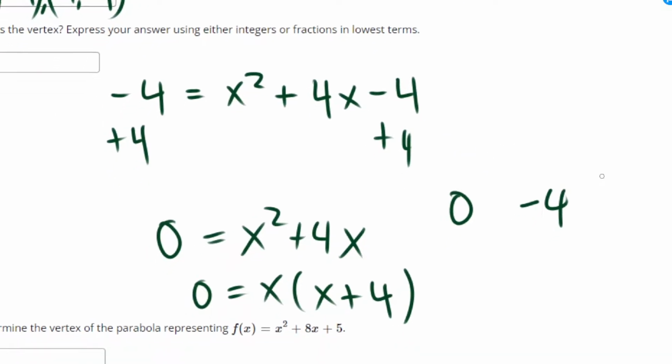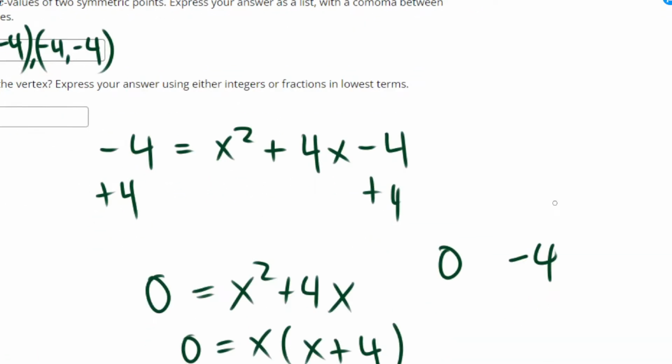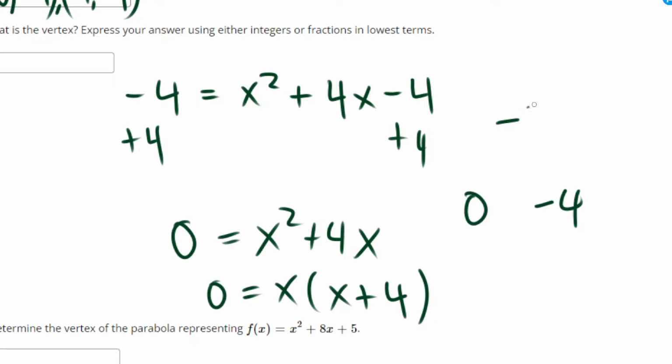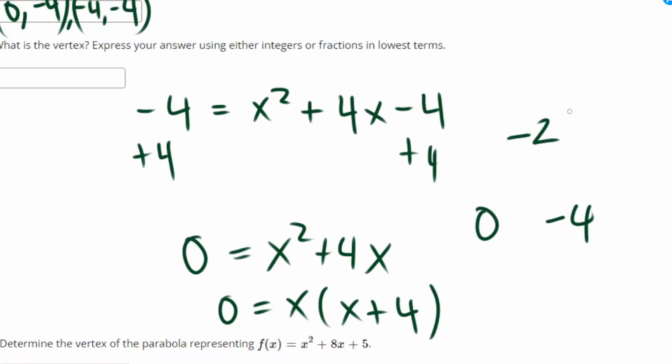Now to find the vertex, we'll add the two x values together, which will give you -4, and then we'll divide that by 2, and that gives us -2.